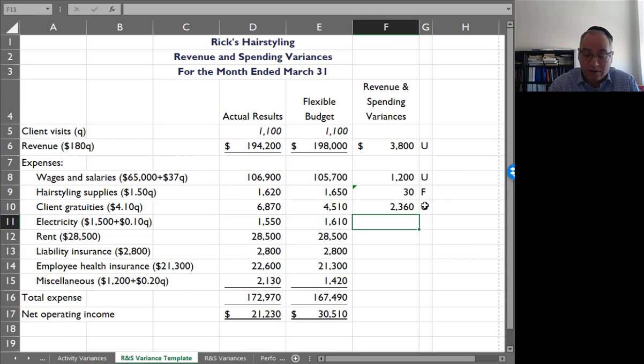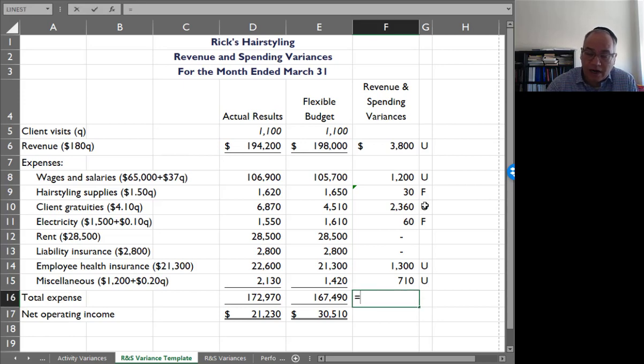Electricity was lower, so that would be favorable. Rent was the same. Liability insurance was the same. Employee health insurance was higher, so that's going to be unfavorable. And miscellaneous was higher. This is then the flex budget, so that would be unfavorable.